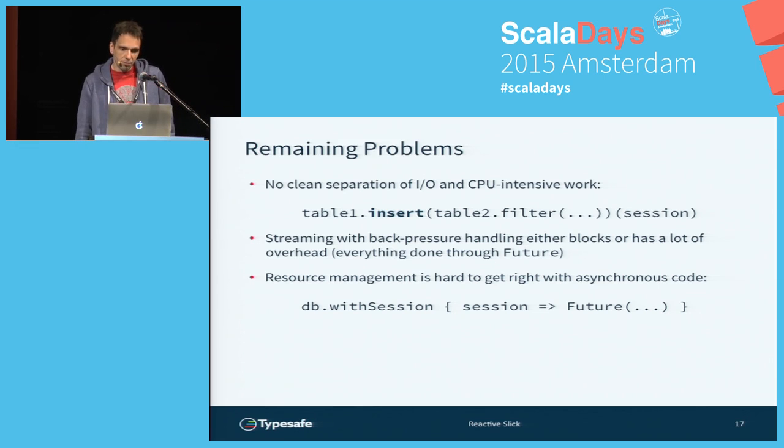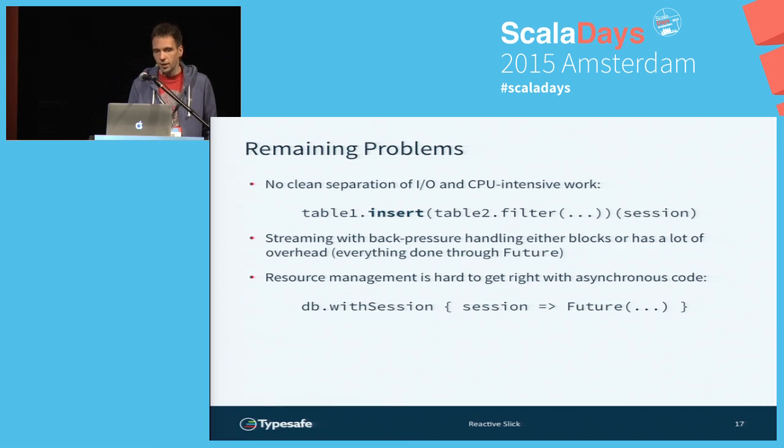But even if we leave performance issues aside, there's a more fundamental problem with the old API. And that's what you see in this DB with session call here. This can already be a problem in a synchronous application where you have a single thread.